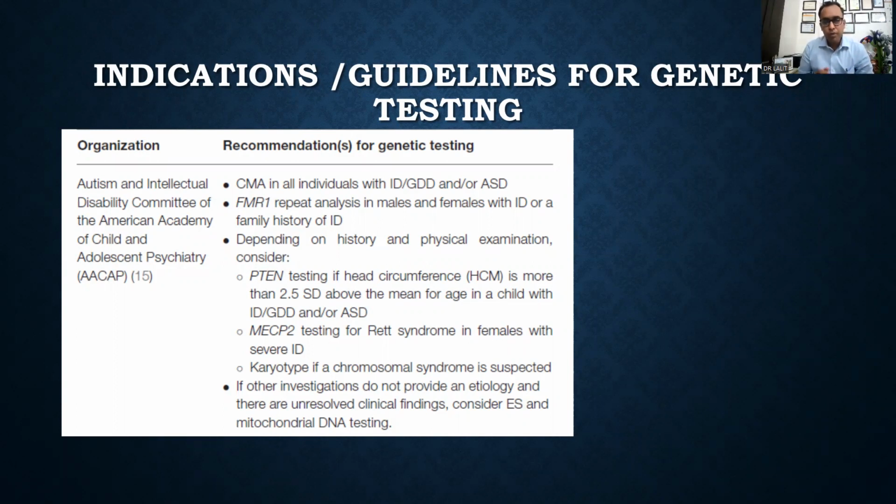FMR1, that means fragile X repeat analysis, in males and females with ID or a family history of ID. Depending upon the history and physical examination, we narrow down our tests. PTEN if the head circumference is more than 2.5 standard deviations. MECP2 testing for Rett syndrome in females with severe ID. Karyotype if a chromosomal syndrome is suspected. So this is as per the guidelines of AACAP.